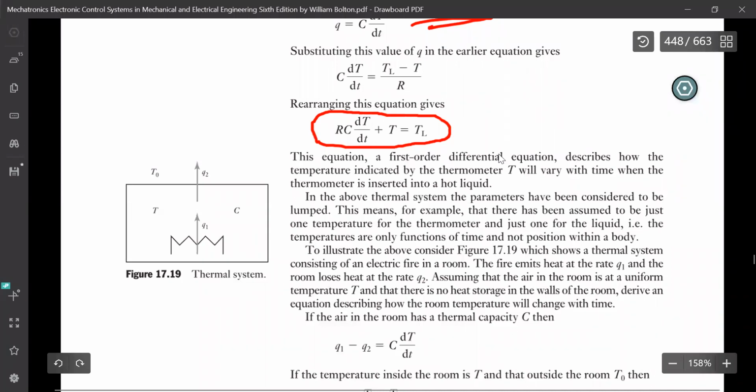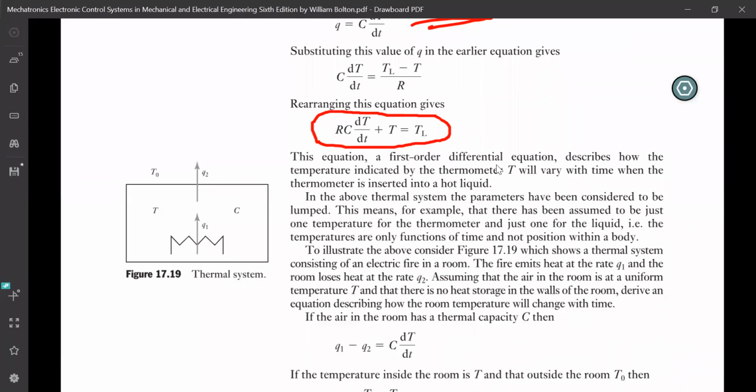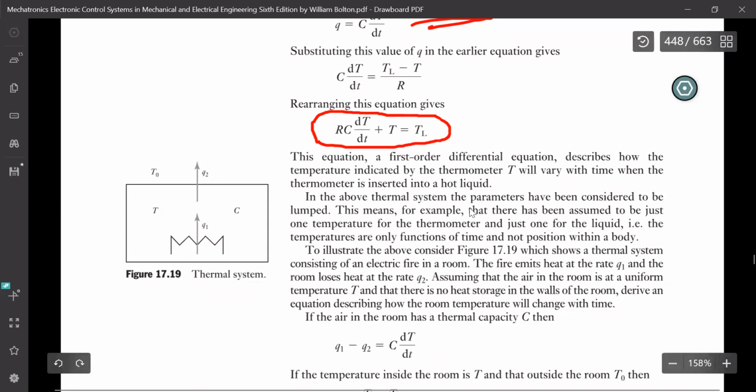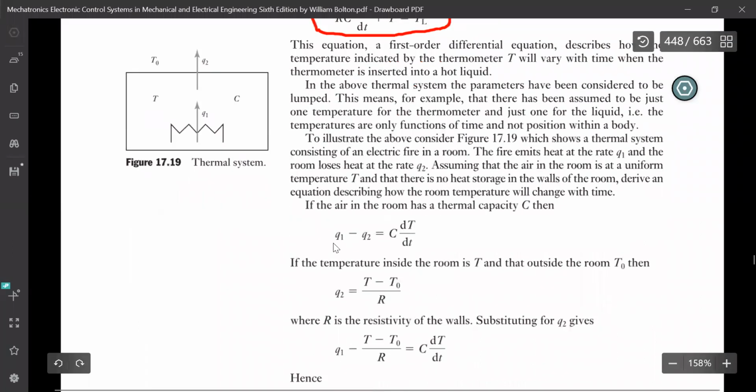Now, as we have done for the fluid system, where we used two containers with Q1, Q2 and Q3, similarly here we have created another thermal system where we have two temperatures, T and T naught. In the previous system which we have just seen, Q2 was equal to 0, but here Q2 will have some value. Accordingly, Q1 minus Q2 is equal to C dT/dt. This is our prime equation.